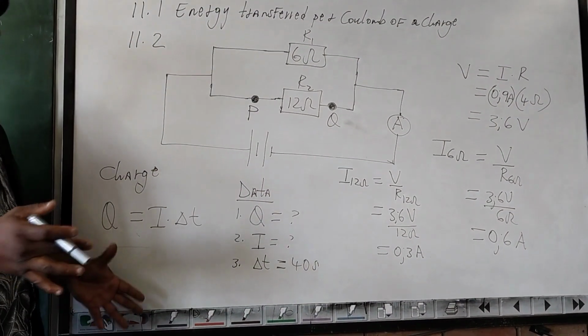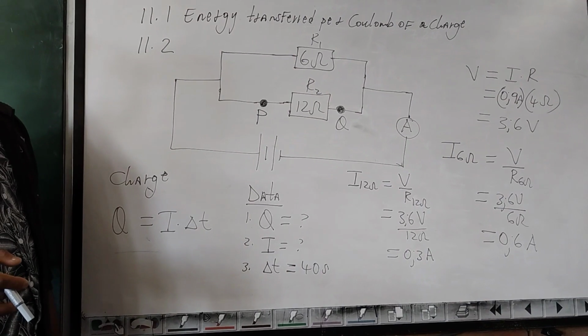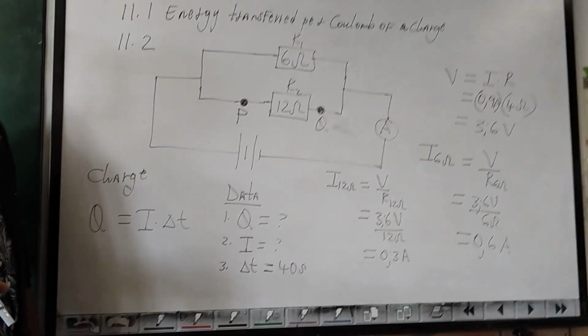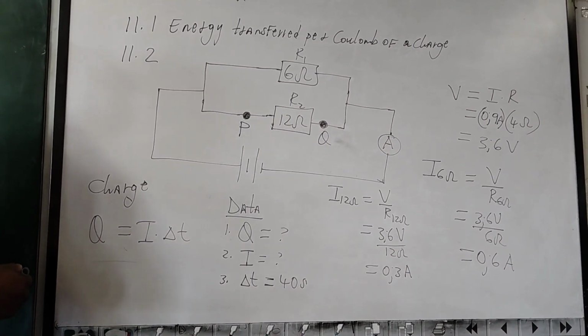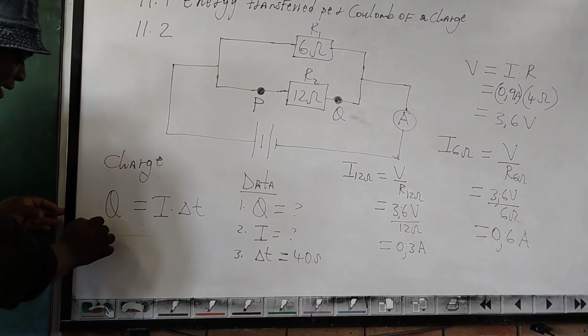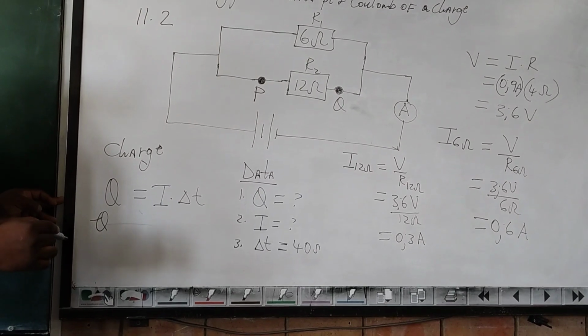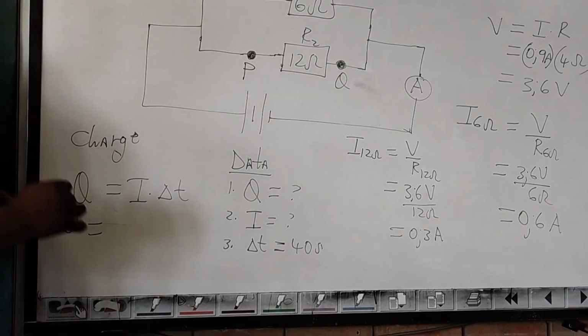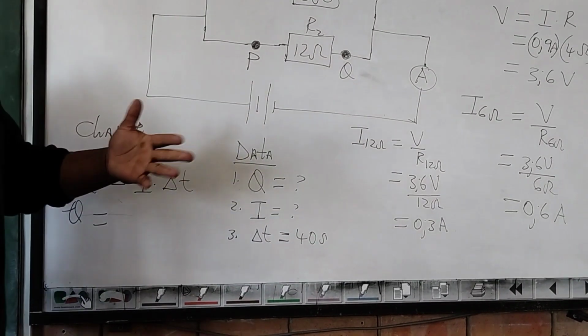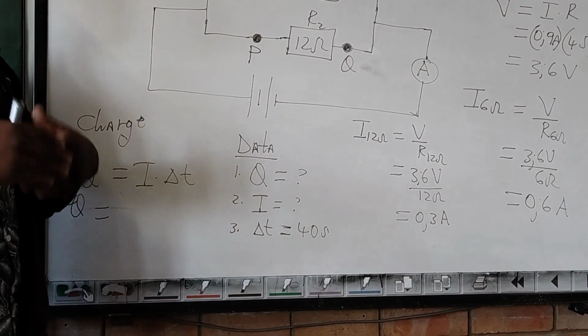But the interest of the question is on the resistor of 6 ohm. Do we have the current there now? Yes. Shall we now calculate? That is why it's 5 marks. A lot of people would have used 0.9, and the 0.9 is not correct.